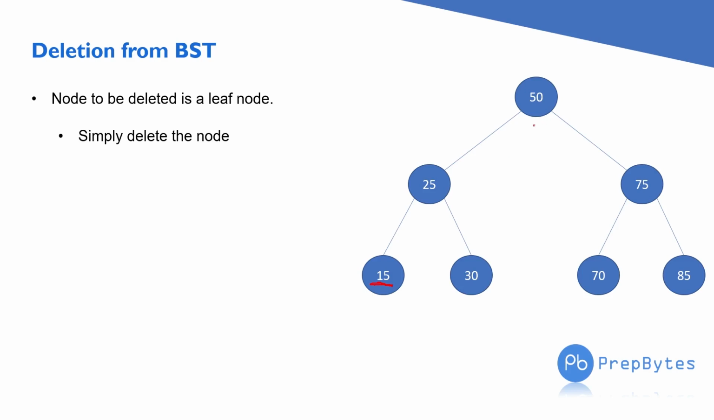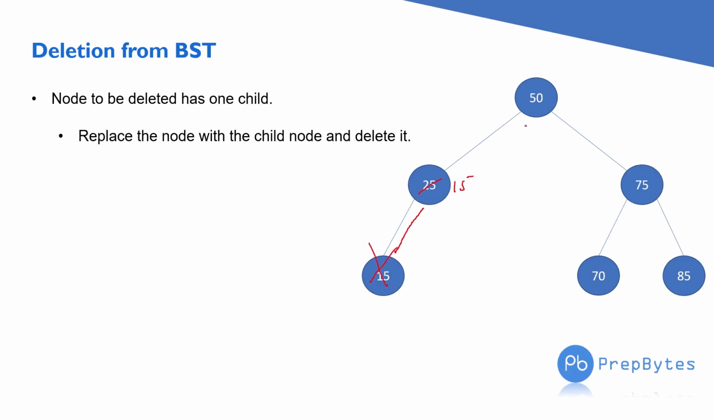Now what you have to check is the second condition. The second condition is whether it has one child or two children. For example, I wanted to delete 25. So I will check whether 25 has one child or two children. How can I check? It is very simple. Check the left one and check the right one.